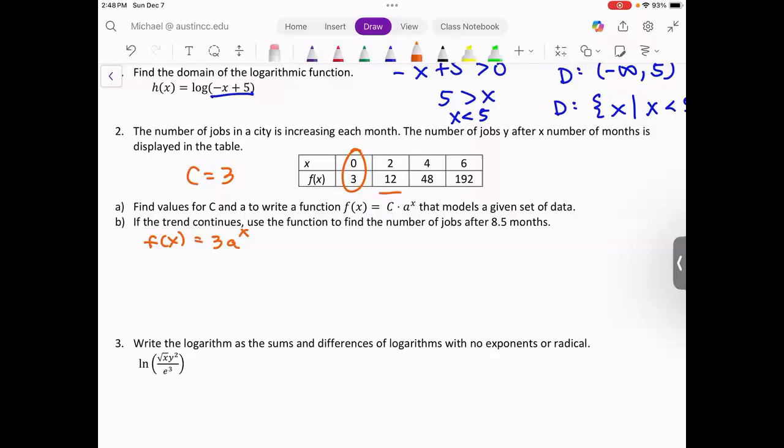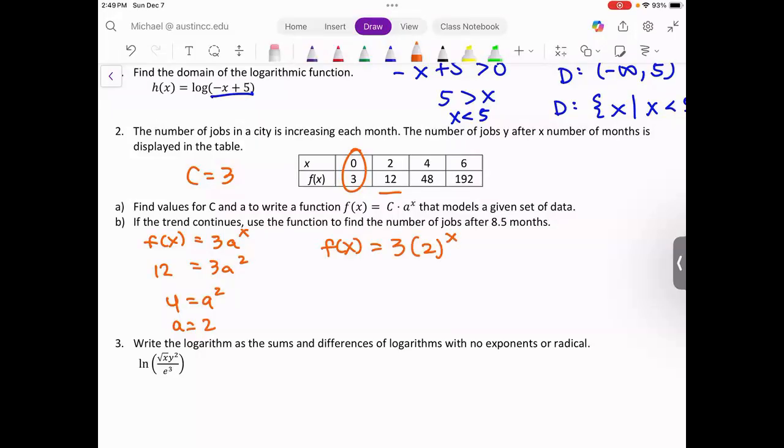So let's use the point (2, 12). We'll plug in 12 for f of x and 2 for x. If we divide each side by 3, we're going to get 4 equals a squared. We take the square root of either side and get a equals 2. That means our function is 3 times 2 to the x.